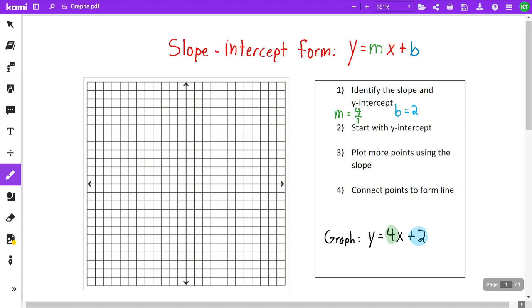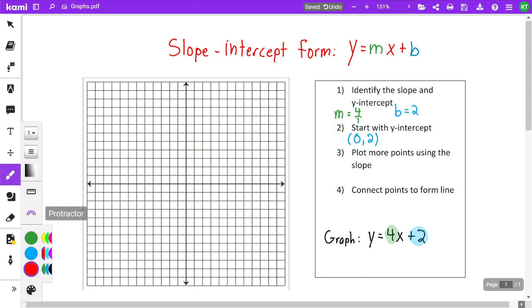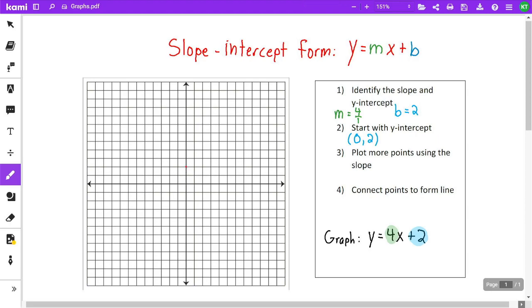And now the y-intercept itself is a coordinate where it will be 0 and then that number which we identified as the y-intercept. So in this case it will be 2. So that is where we are going to start today with our y-intercept at (0, 2). So we start at the origin and go up 2. So we will spot our y-intercept here, and I'm going to even label it as our y-intercept.